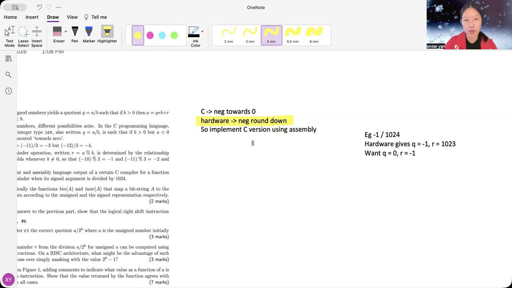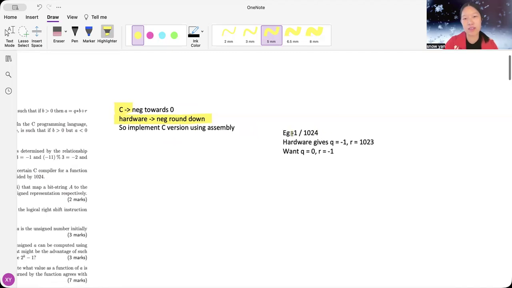However, here we're more interested in the C language. We want the answer to go towards 0 when it's signed. For the positive numbers, we don't have any disagreements, but for negative numbers, there is some disagreement. What I mean is, let's just do an example. If we were to divide -1 by 1024, then the hardware usually would see, okay, it's negative, so it's going to give -1 as the quotient. The remainder would be something positive. But in this sense, we want to round the quotient Q to 0, and then the remainder would be something negative. That's the version we want to implement.